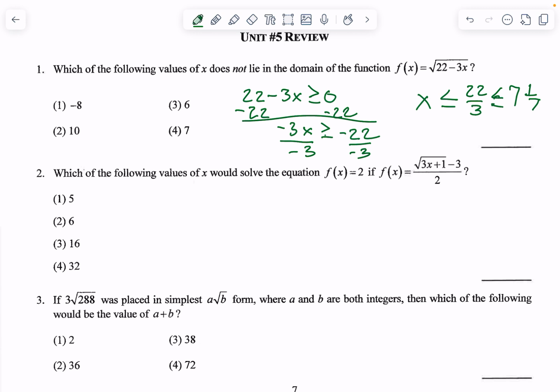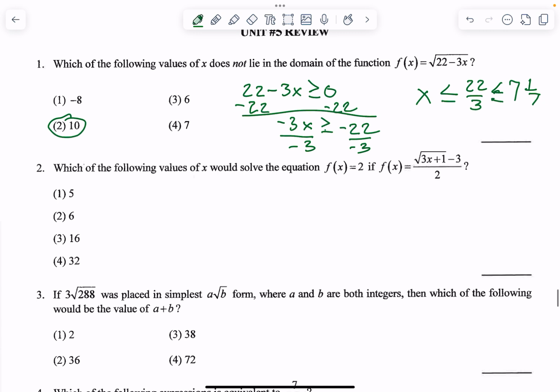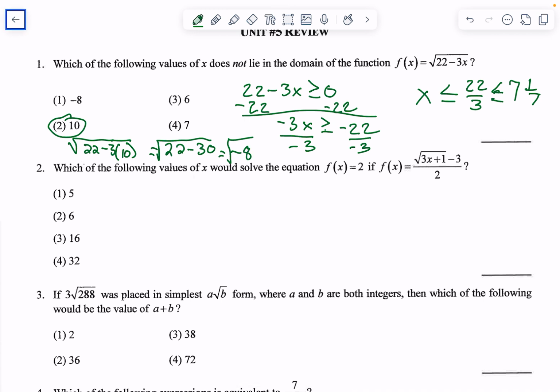So it's number 2, right? That's the way to do it. But if you don't remember to do that, the least we could do is plug them in. If we plug in 10, we get 22 minus 3 times 10, which is equal to 22 minus 30, which is equal to negative 8. And that's not a real number, so that can't be in the domain.